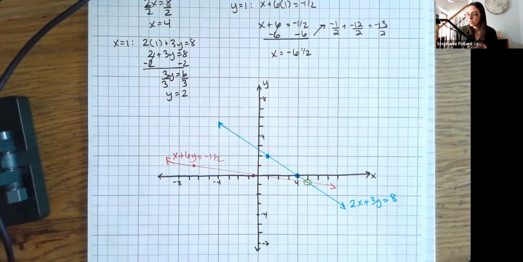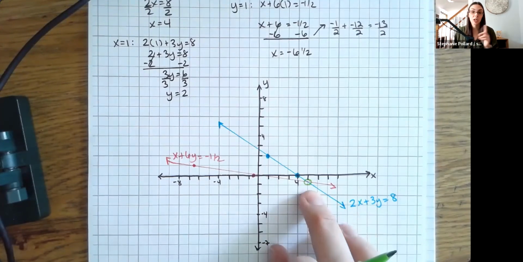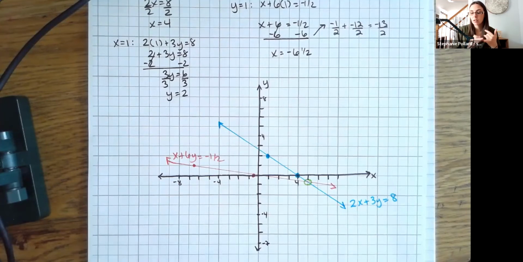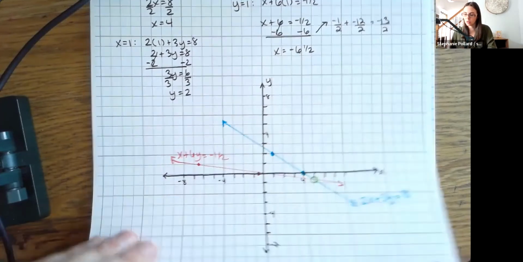So graphing is a good start. It's a good check, but really substitution and elimination are better strategies to be exact in your answer. So let's look at those two.